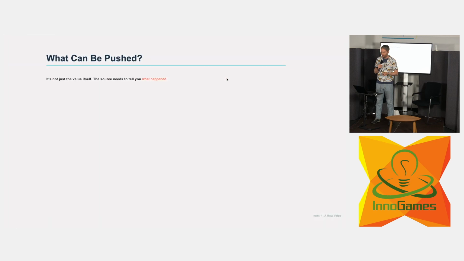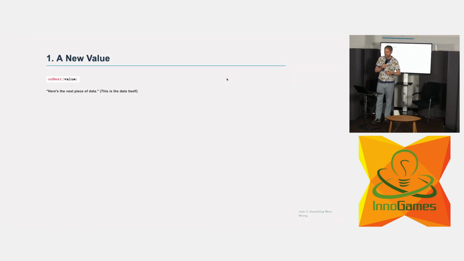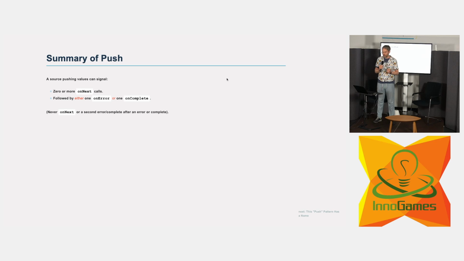So first, we need a new value. We can define a function that is maybe called onNext, and we can pass a value into it here. And this is our next piece of data. And we obviously also need to communicate something went wrong, so we define onError and give it an error state. And then lastly, we give it an onComplete state. So then we should have all the information that we need to actually act on what's coming in. So let's summarize this really quickly. A source can signal us 1 or 0 or more of these onNext calls, and then it will be followed by either the onError or onComplete message.